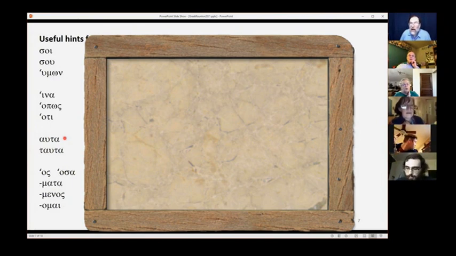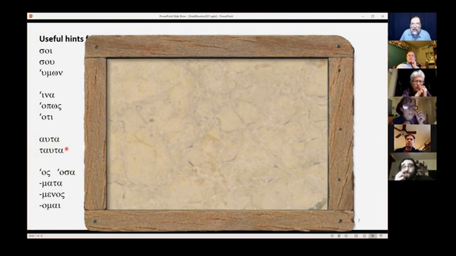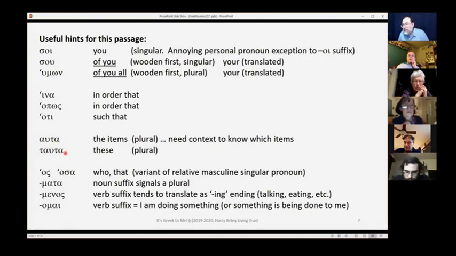Ata. Tata. And notice they have the same ending. When it's got a T in front of it, that's kind of a clue that it means these, those. This tata means these. It's a plural case. Ata is also plural, but it's a neuter. It's neither feminine nor masculine. It's talking about things, items.